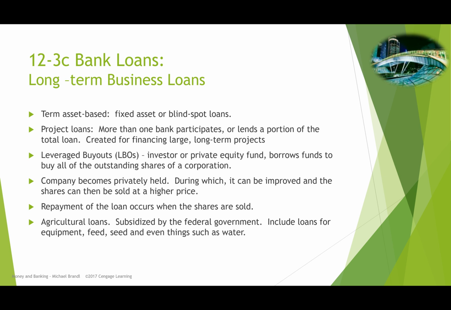Project loans, so more than one bank participates or lends a portion of the total loan. So these are usually for construction projects and things like that. They're created for financing large long-term projects. And usually there's a syndicate of banks, so there's not just one, there'll be several banks go in, often with a lead bank. The lead bank does all the negotiations, and then the other syndicate banks come along and they just supply some of the financing. And that way, on these very large projects, you can kind of diversify the risk between several different banks, just in case the project goes wrong.